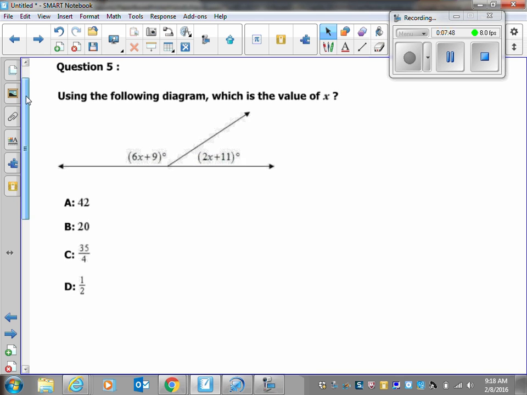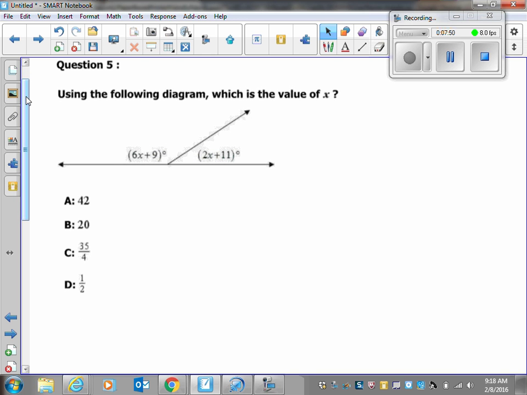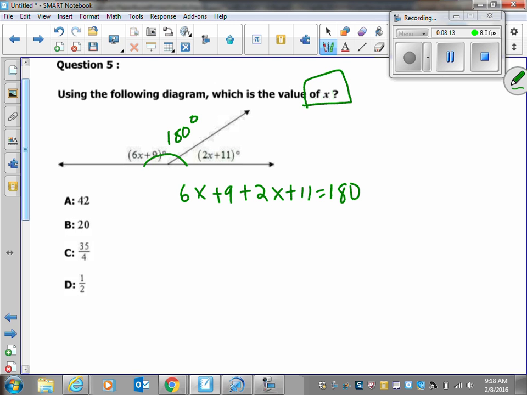All right, this is also unit 1. Using the following diagram, what's the value of x? So I hope by now you guys know this. Every time you see a straight line, the angle is going to be what? 180 degrees, right? So this is a linear pair. So all you have to do is 6x plus 9 plus 2x plus 11 equals 180. After you solve, you always go back and read. The question is asking you to solve for x. Once you solve for x, you don't need to do anything. That's all you have to do, okay?